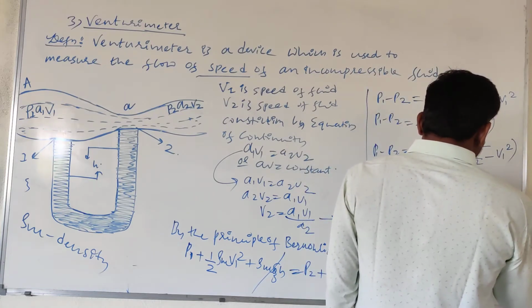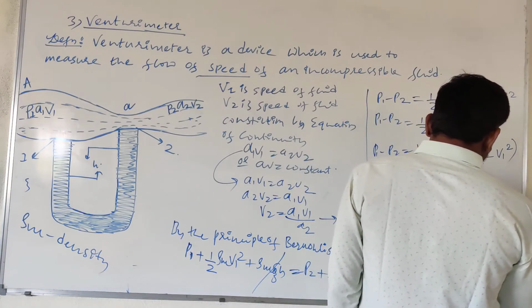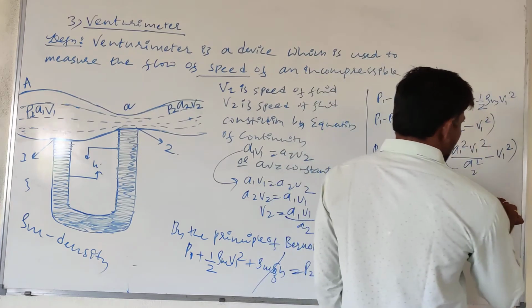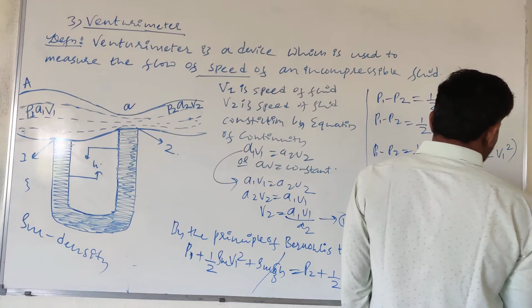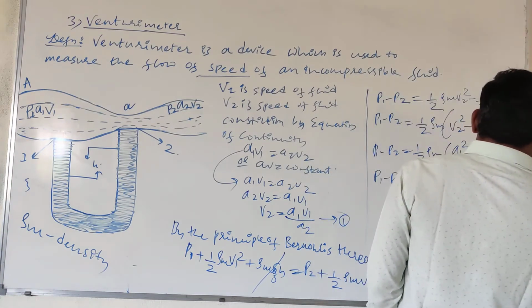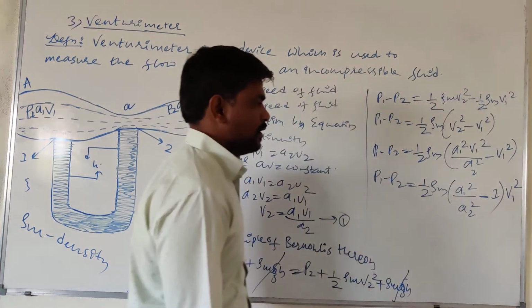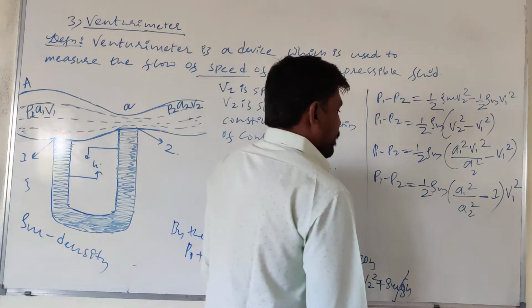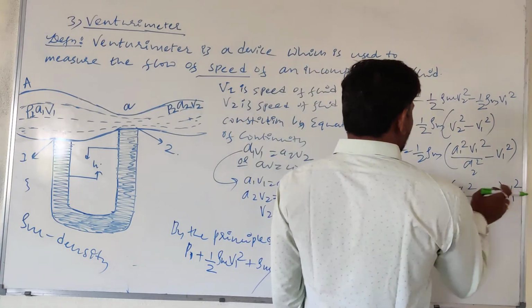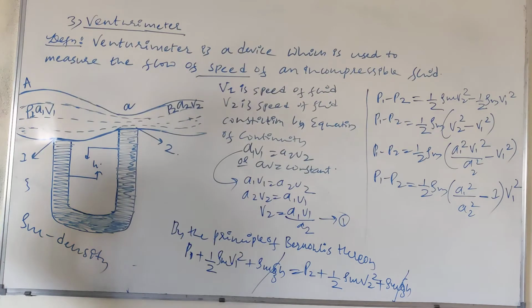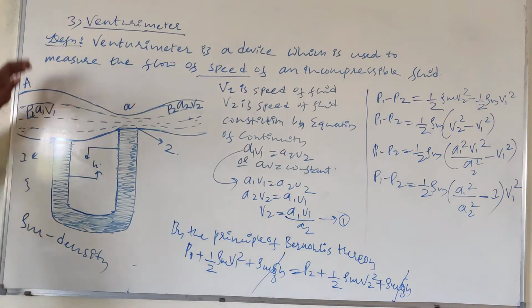So, A1 square divided by A2 square minus 1, V1 square. Take V1 square as common. Right. So once again, P1 minus P2 is equal to this.